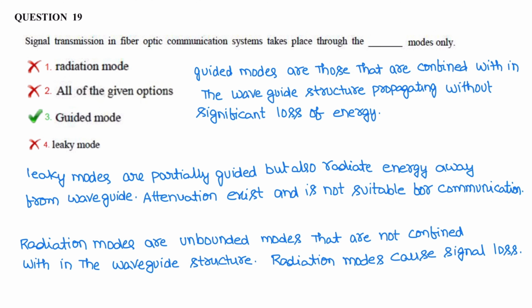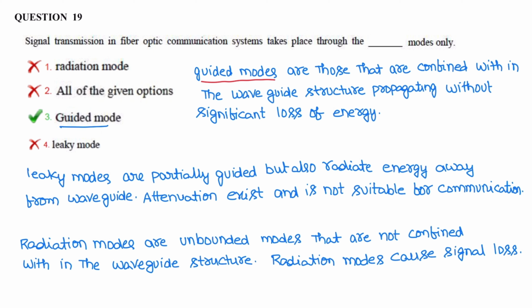Question number 19. The signal transmission in optical fiber communication systems takes place through the dash modes only. In optical fiber, there are three modes of propagation: guided modes, leaky modes, and radiation modes. Guided modes are those that are confined to the waveguide structure, propagating without significant loss of energy, and these guided modes are used for communication. Correct answer is option 3.